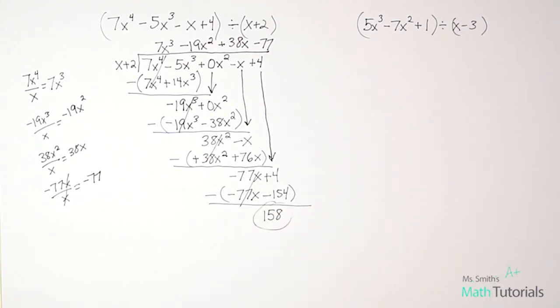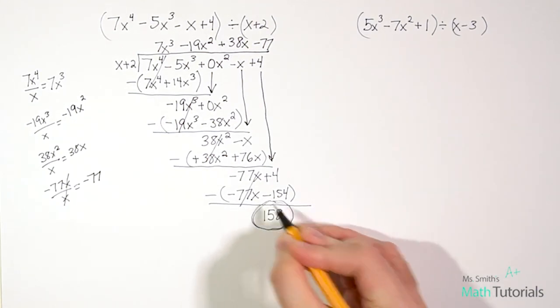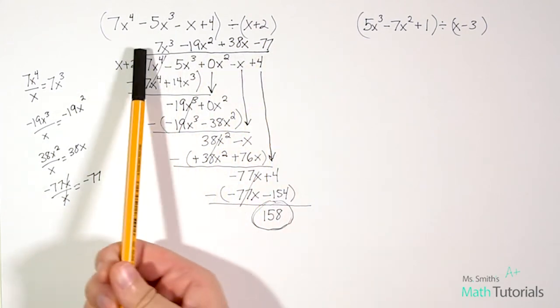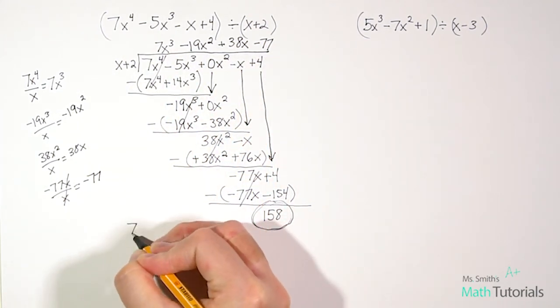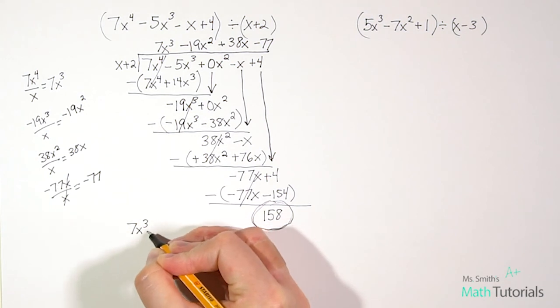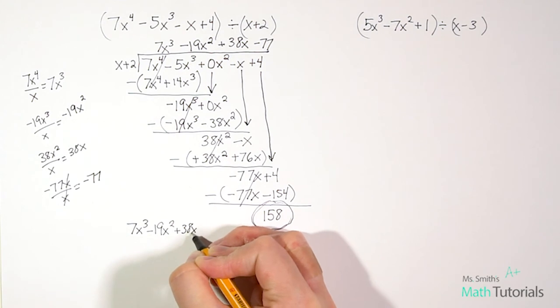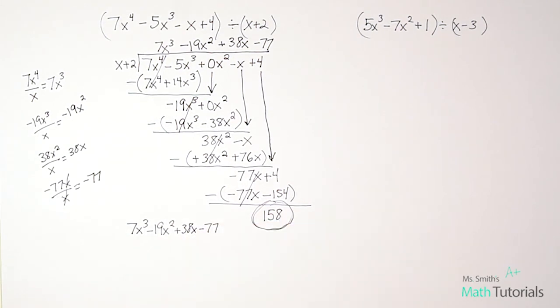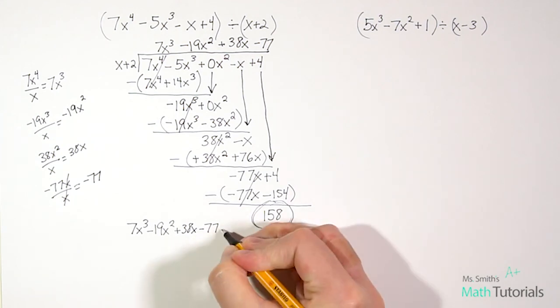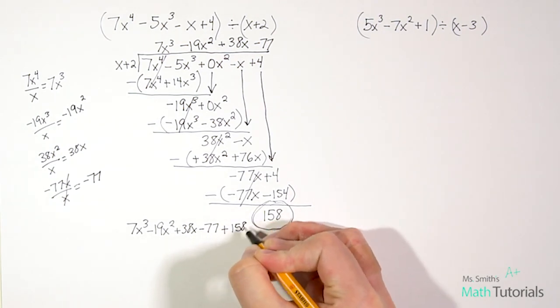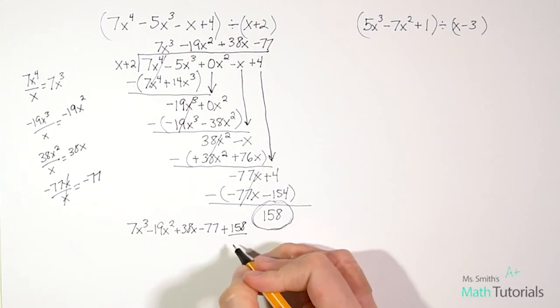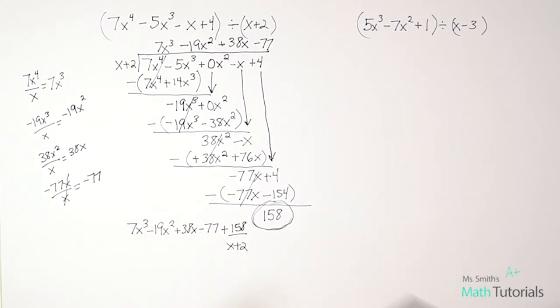I've got my remainder, and so I want to go ahead and write my final top answer. So we got our 7x cubed minus 19x squared plus 38x minus 77. And then we write our remainder. So in this case, it's a positive 158. So we do plus 158 over x plus 2. And that would be your final simplified answer.